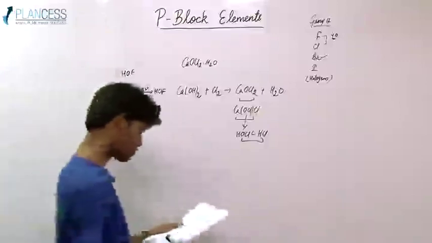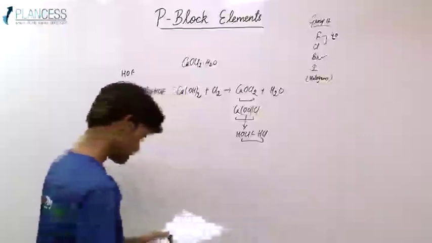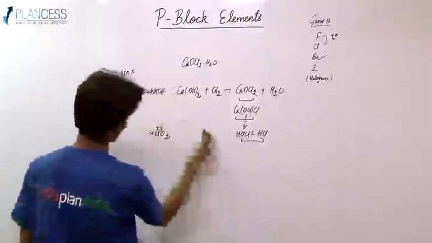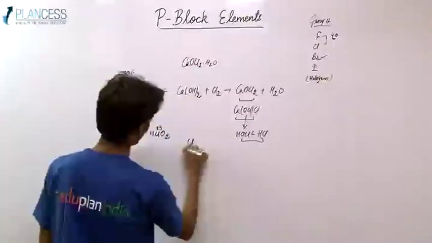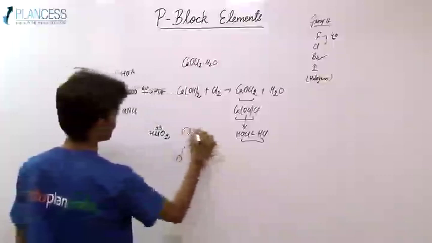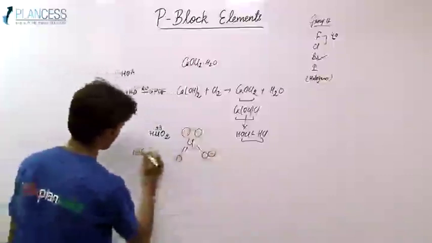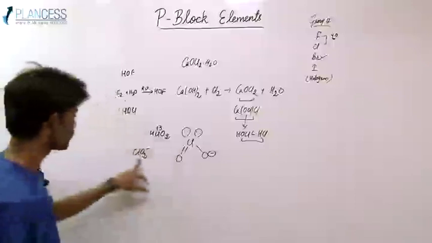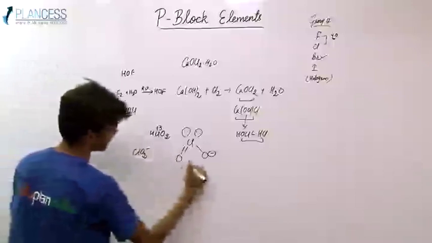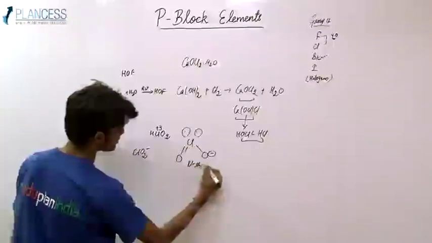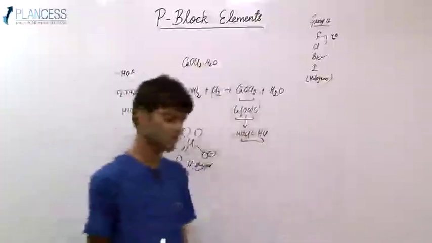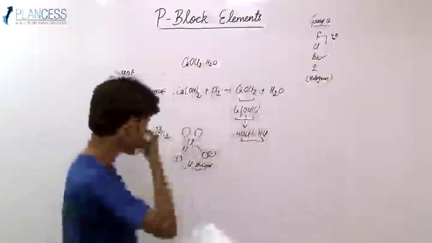Now talking about the HXO2 series, that is HClO2. Here Cl is in the plus 3 oxidation state. Its structure would be Cl double bond O, O minus, with 2 lone pairs. So Cl plus 3, ClO2 minus: 2 bond pairs, 2 lone pairs, sp3 hybridization, bent or V-shaped structure. So this is HClO2. There are some preparation steps and properties, not very important. It is in the plus 3 oxidation state.